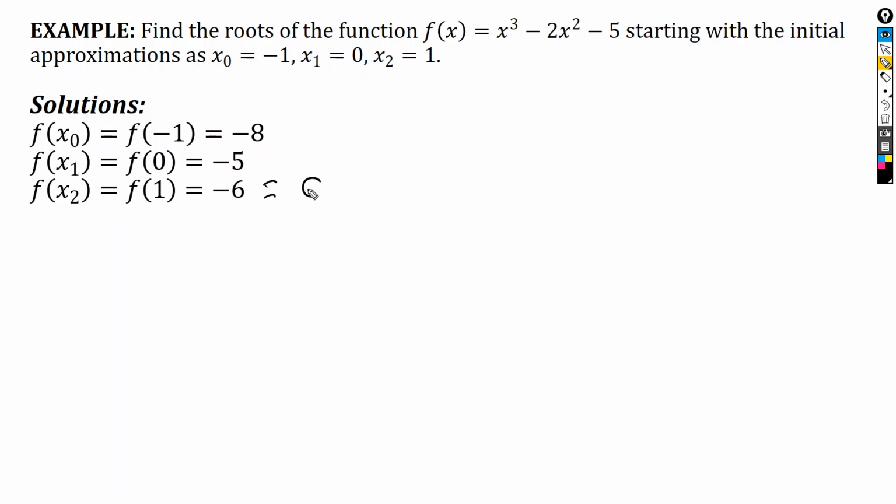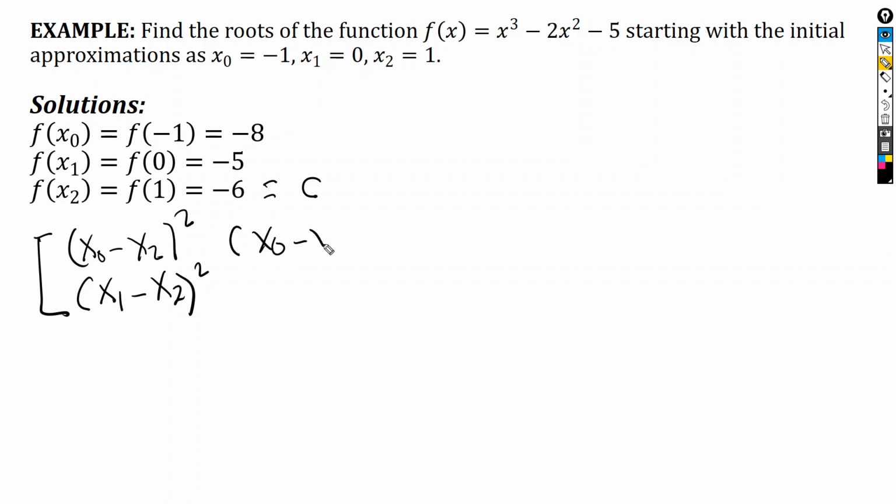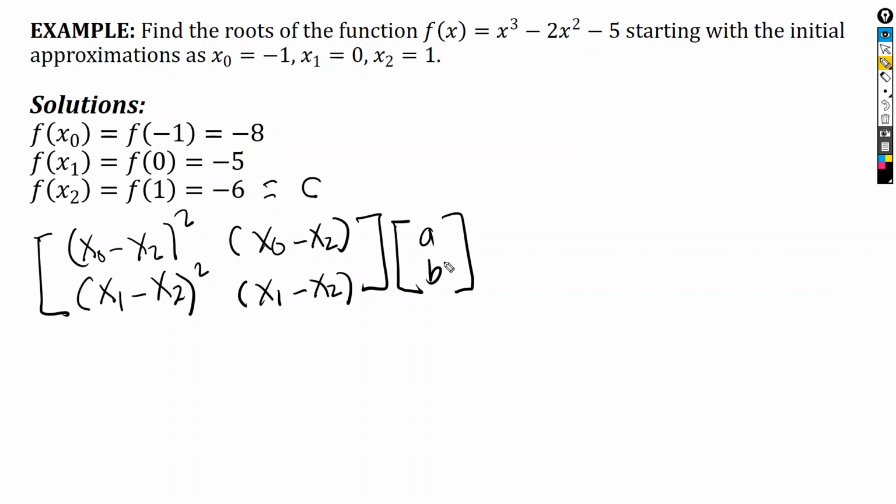And then we have to solve the 2 by 2 linear system for A and B. So we have this 2 by 2 linear system, denoted by x0 minus x2 squared, then x1 minus x2 also squared. Then we also have x0 minus x2, and then x1 minus x2. Then we solve for A and B, and this is equal to f of x0 minus c, f of x1 minus c.